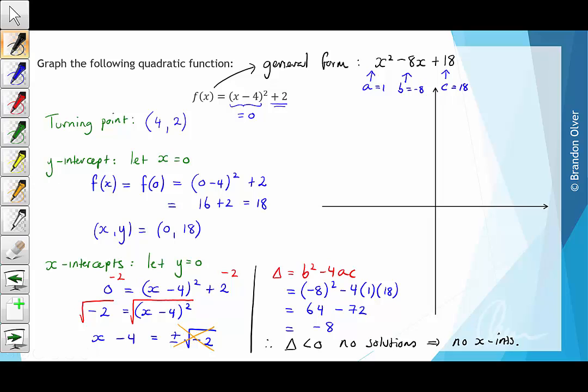So now the last thing we need to do is plot all the information that we've found. So we know that there's a turning point at x is 4, y is 2, so (4, 2). And we know that there is a y-intercept at (0, 18). So (0, 18) is up here. And then we just draw a parabola through those points. So we should have something that looks a little bit like this for our curve of f(x).